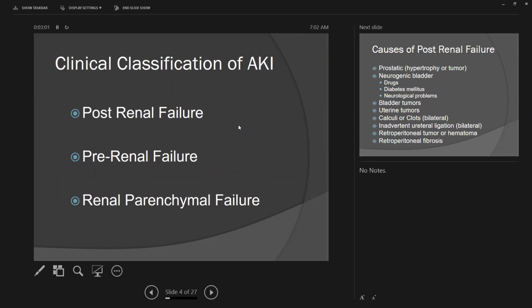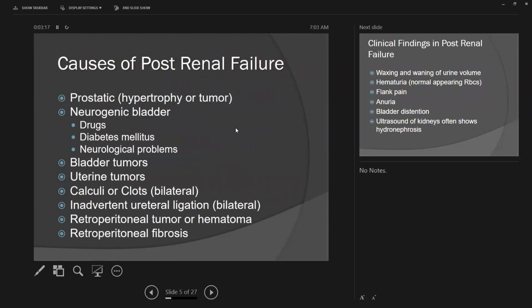Okay, so to be very basic, 3 areas of renal failure. Post-renal failure, which we'll spend just a few minutes on, pre-renal failure, and renal parenchymal failure, which the majority of the talk is on. Post-renal failure, of course, is obstruction, blockage, back pressure on the kidneys, so they're not filtering like they should. The number one reason that occurs is prostatic hypertrophy. And don't forget about it because it happens fairly often.